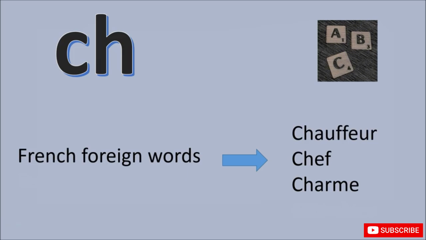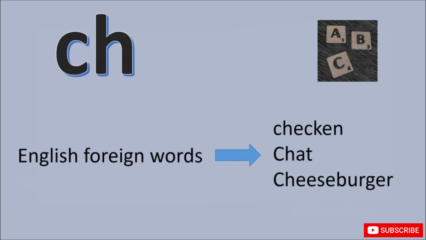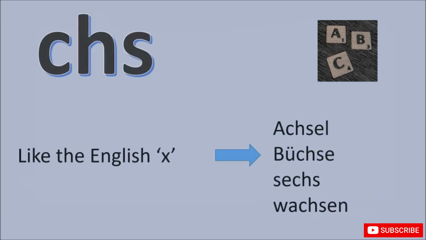Foreign words. French ones are just pronounced, the CH is pronounced just like in the French language. Chauffeur, chef, charm. And English ones, chicken, chat, cheeseburger. CHS is pronounced like X, Axel, Büchse, Sechs, wachsen.